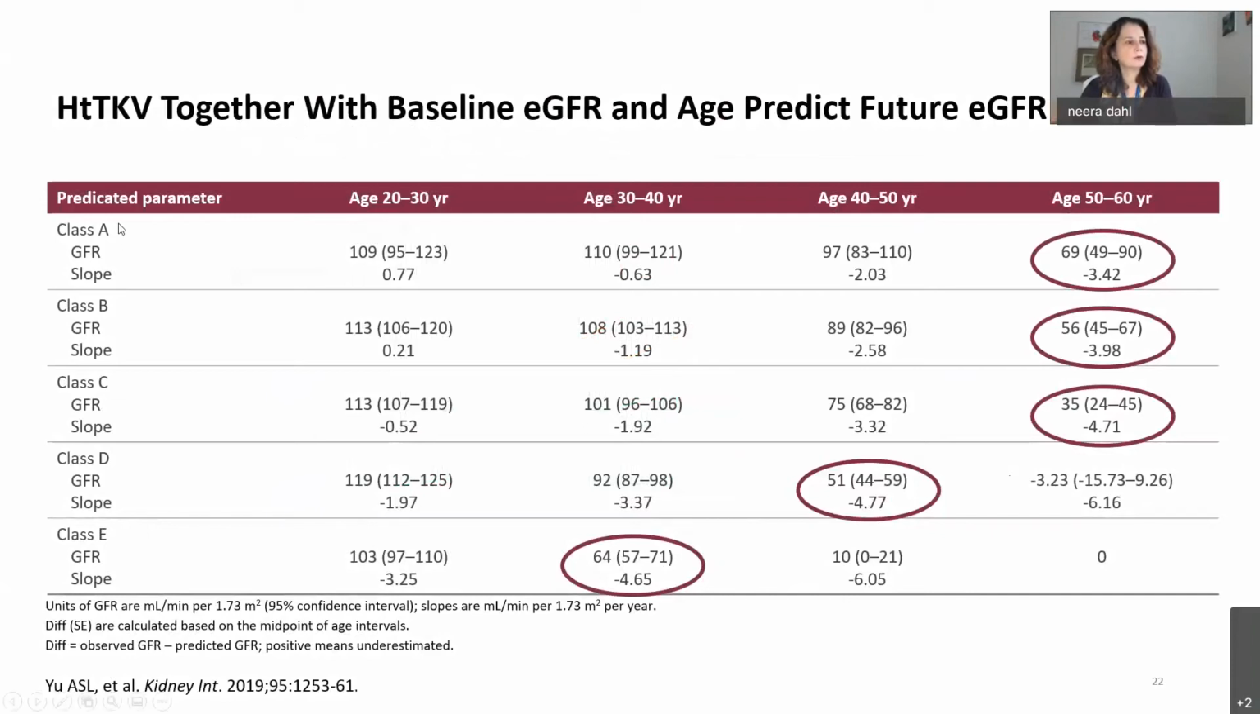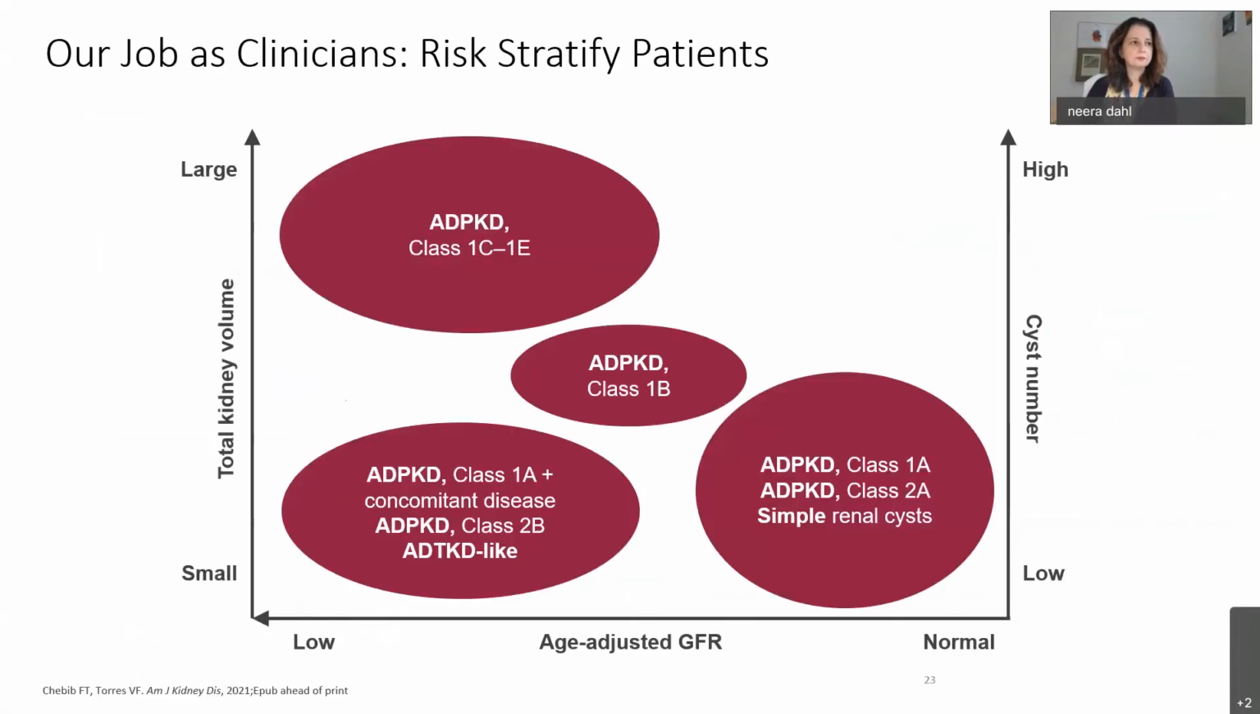So those folks who are class A, the lowest risk category, don't really have significant loss of kidney function until they're in their 50s and 60s. Whereas these three groups, which are the higher risk groups, you can see the class E patients are already starting to show significant loss of renal function in their 30s and 40s. So this imaging classification is really helpful in predicting when loss of kidney function is likely to occur.